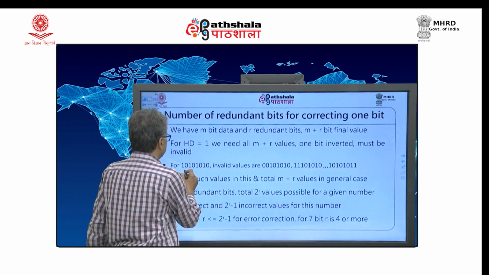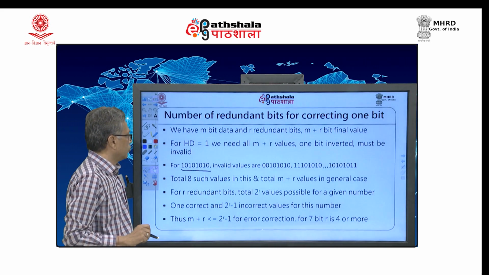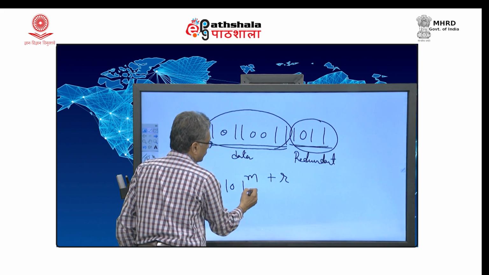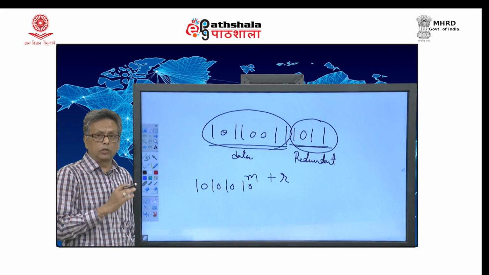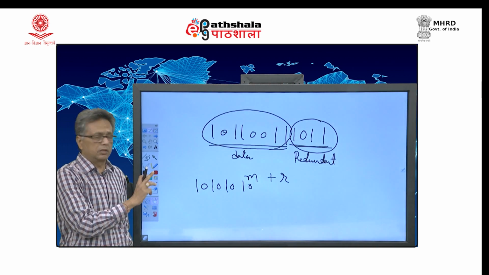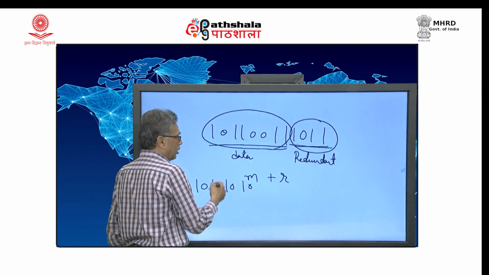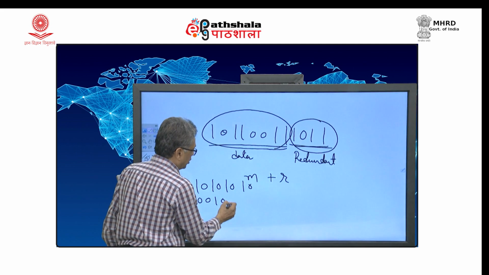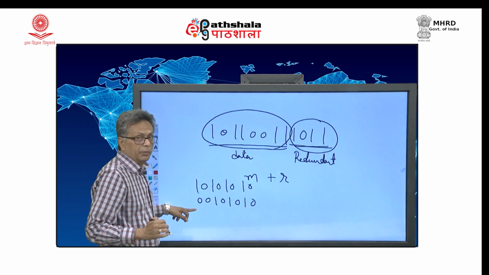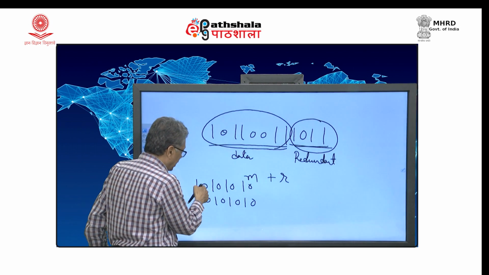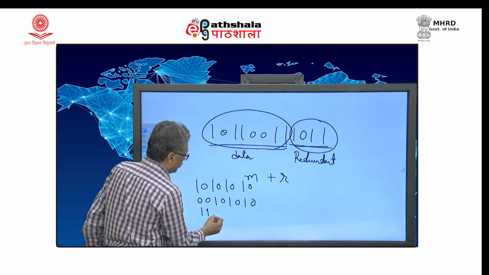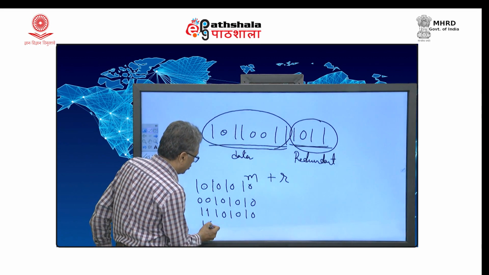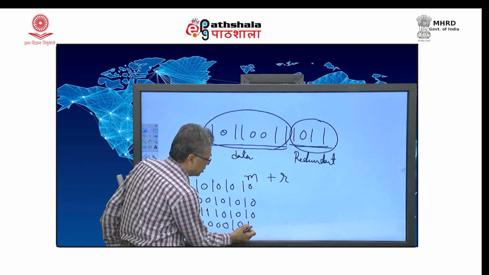For example, this is the value that I want to send: 1 0 1 0 1 0 1 0. Now, what I want to do is get all values which are 1 Hamming distance far from this number. How do I get 1? I just invert the first bit. So, that is 0 0 1 0 1 0 1 0. Now, this is a number which is 1 Hamming distance apart, this has to be invalid. Second one, I will invert the second bit. So, 1 1 1 0 1 0 1 0. The third one, I will invert the third bit. So, it is 1 0 0 0 1 0 1 0 and so on.